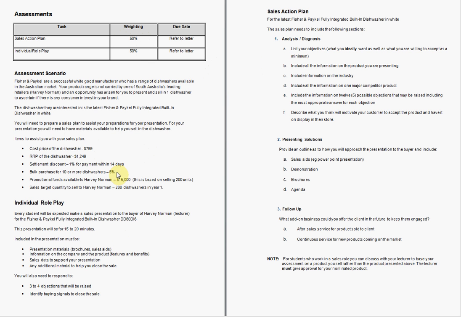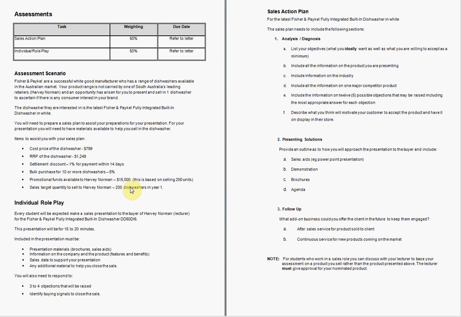Another area that you do need to be mindful of is promotional funds. So for Harvey Norman, to be eligible to receive the $15,000 promotional funds, it's based on selling 200 units of the dishwasher. If they choose to only sell 100 units, they get $7,500. If, on the other hand, they can sell 300 units, you add $7,500 to the $15,000, which makes it $22,500.